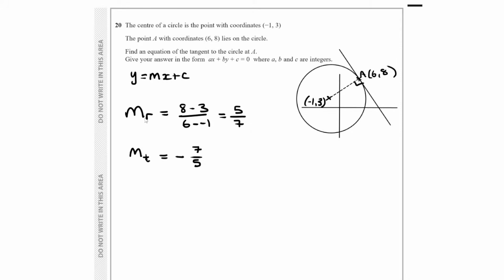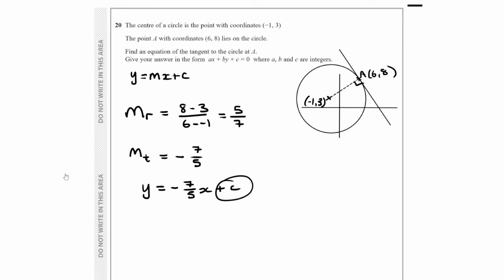I put t for tangent, r for radius. So now I've got y equals negative 7 over 5 x plus c. The only thing then I'm missing is the plus c, which is the y-intercept. Now I can see that it's somewhere up here positive, but I obviously can't look at my diagram and actually guess, because that's not going to be accurate, right? So I'm going to actually work it out.